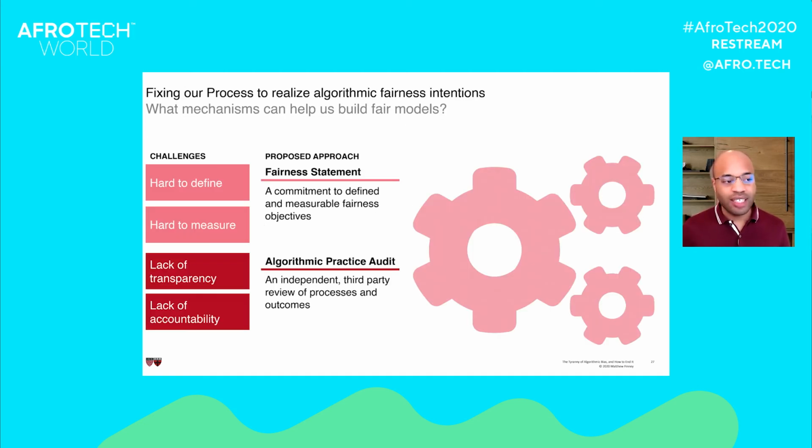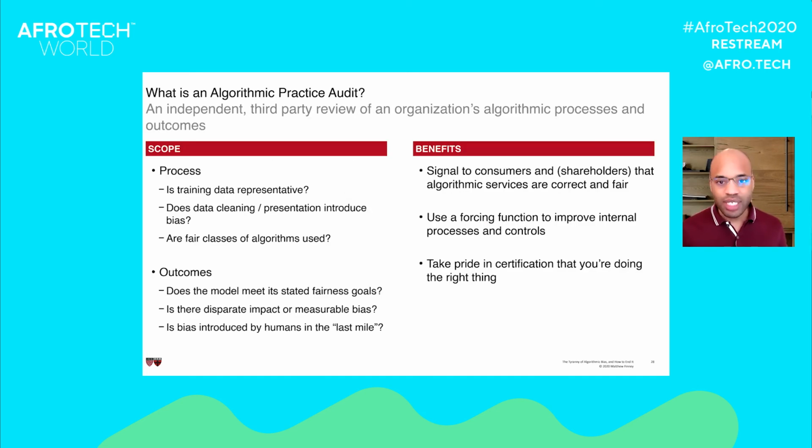So now that we've talked about how we can make the fairness problem a little bit less hard, let's talk about how we can incentivize people to actually tackle it. I want to propose an approach called the algorithmic practice audit. So what is this? It's an independent third-party review of an organization's algorithmic processes and outcomes.